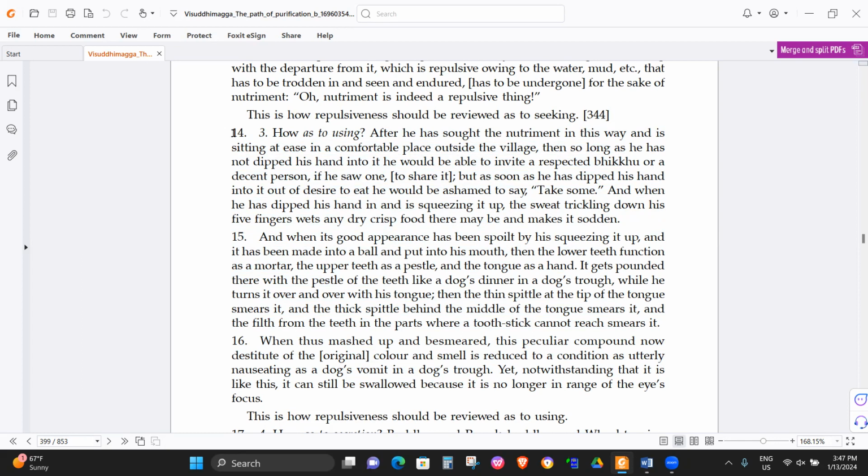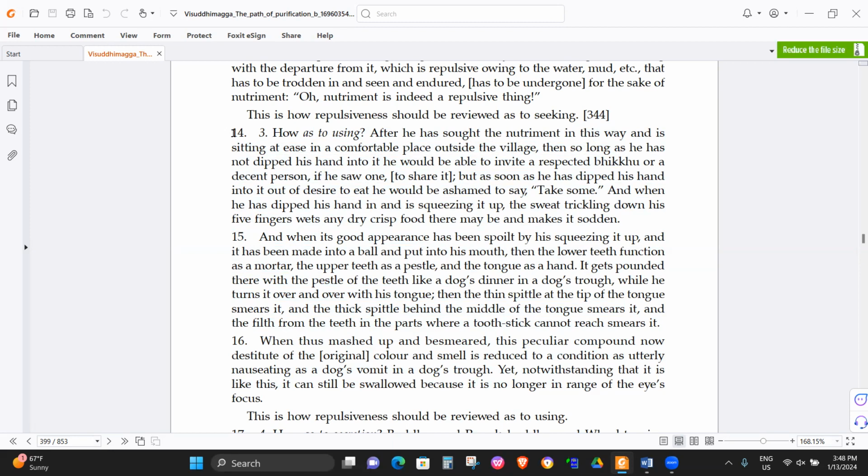As to using. After he has sought the nutriment in this way and is sitting at ease in a comfortable place outside the village, then so long as he has not dipped his hand into it, he would be able to invite a respected bhikkhu or a decent person, if he saw one, to share it. But as soon as he has dipped his hand into it out of desire to eat, he would be ashamed to say, take some. And when he has dipped his hand in and is squeezing it up, the sweat trickling down from his 5 fingers wets any dry, crisp food there may be and makes it sodden.